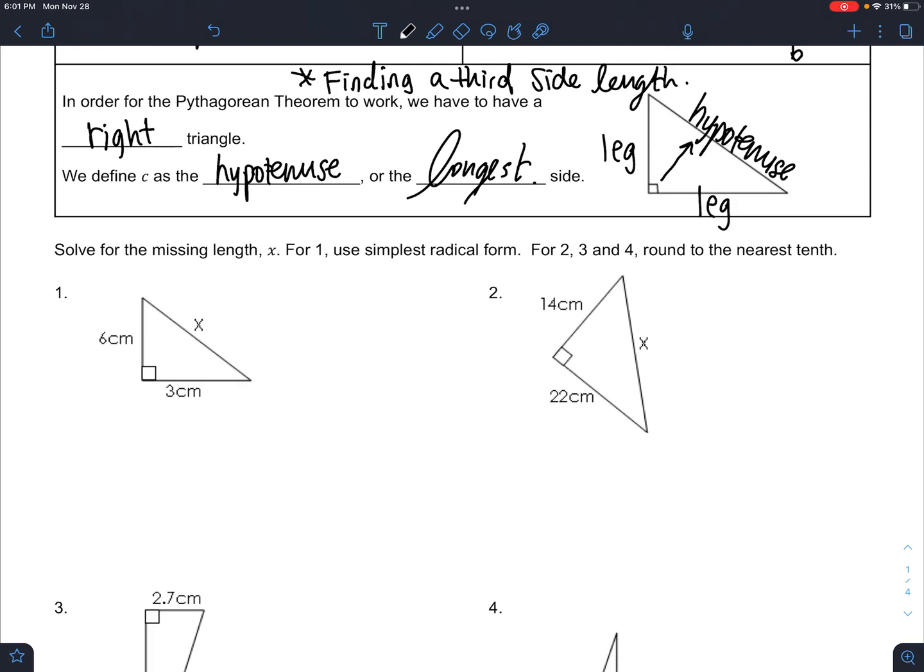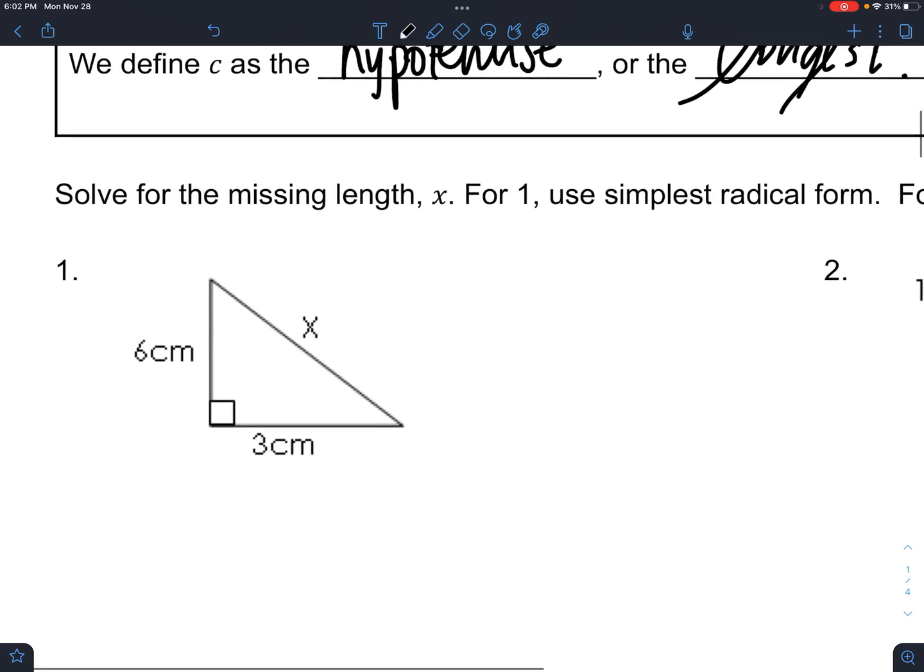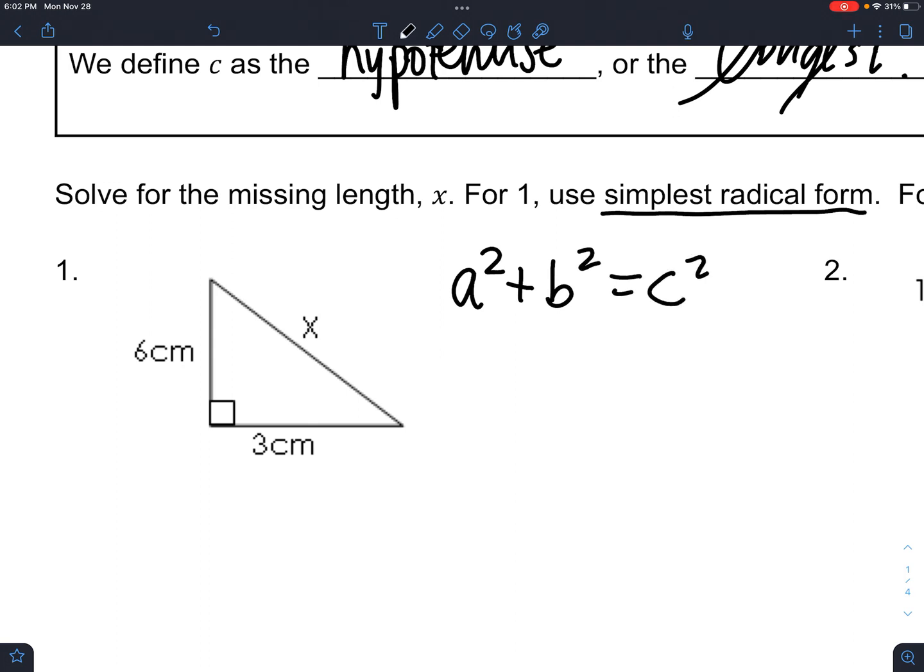All right, I'm going to do 1 and 2 for you, and then I'm going to leave 3 and 4 as practice. You can look in the key. It says for 1 to use simplest radical form. So let's set up the equation. A squared plus b squared equals c squared. So I'm going to call this C, has to be called C. And then the other two you can just call A and B. Doesn't matter which one's A, which one's B. But C matters. It's the longest.